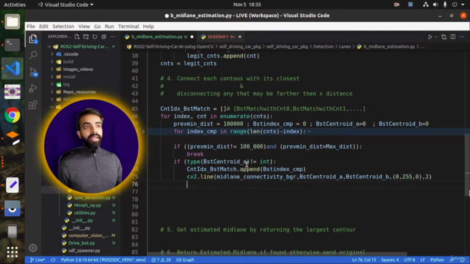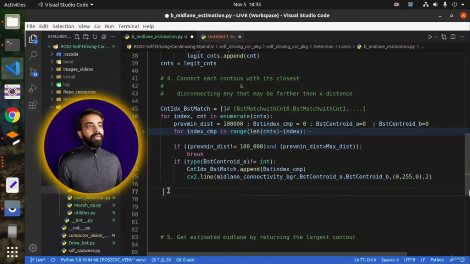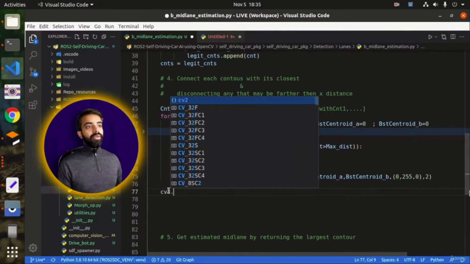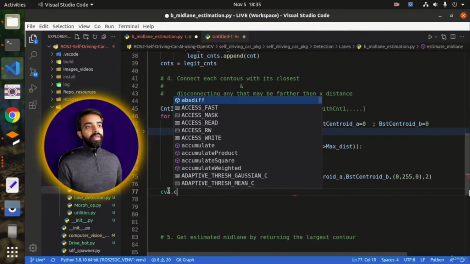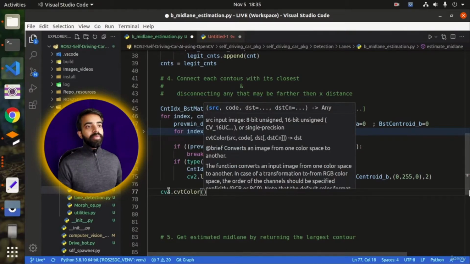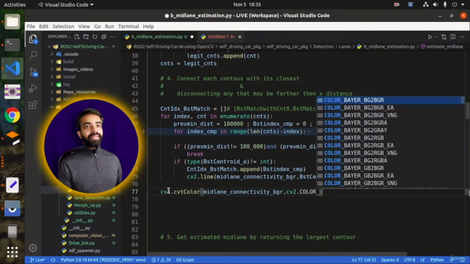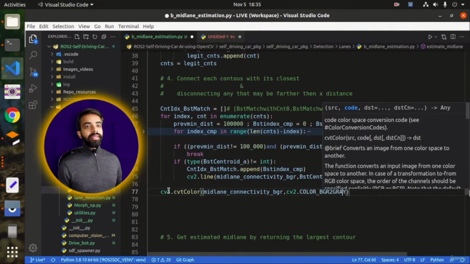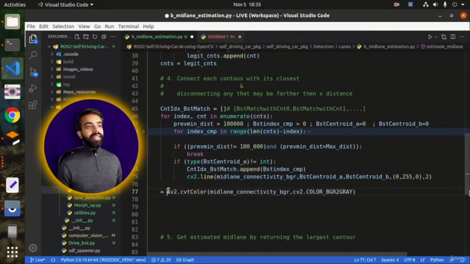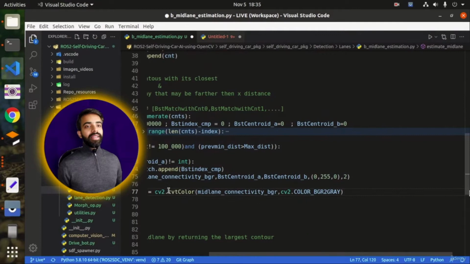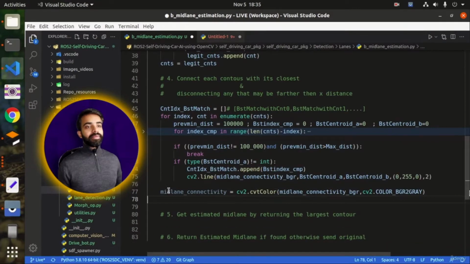Once we have done this for all of the loops, that is the outer loop, we can simply move on to converting this BGR connectivity image back into grayscale so that it can be output. To convert it into grayscale for later usage, all we need to do is use CVT color, provide this mid-lane connectivity BGR, and write CV2 color BGR to gray. This converts it back to gray, and we give it the name of mid-lane connectivity without the BGR. Now this is in grayscale, and we can proceed to the next steps.